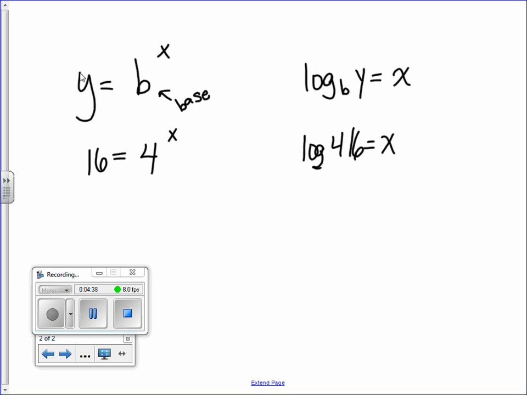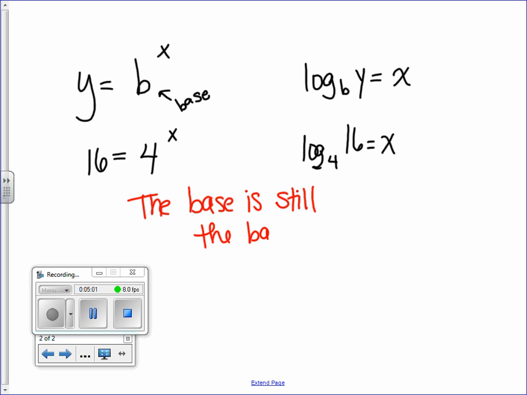Yeah. What was missing is now the answer. The base is still the base. What part is the log? 4. Say log base 4 of 16. That's how that works.